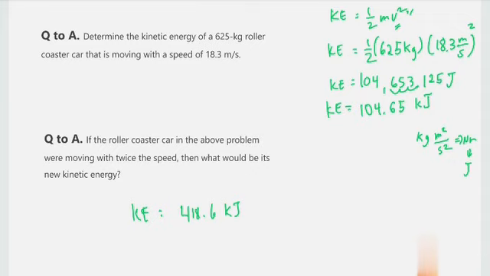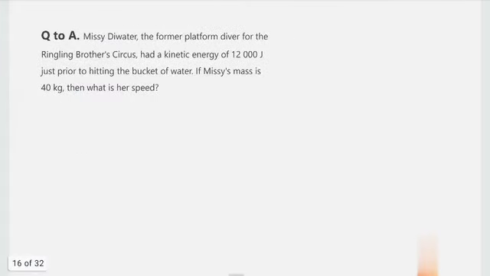Just to relate it a little bit about safe driving, diba? If the car is faster, grabe yung kinetic energy na matatanggap nung mababangga niya. For example, if that happened. Miss DeWater, the former platform diver for the Ringling Brothers Circus, had a kinetic energy of 12,000 joules just prior to hitting the bucket of water.